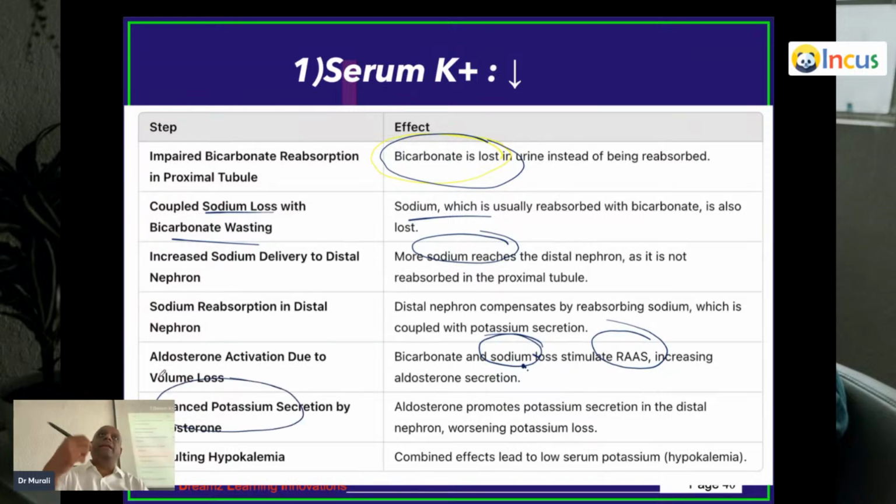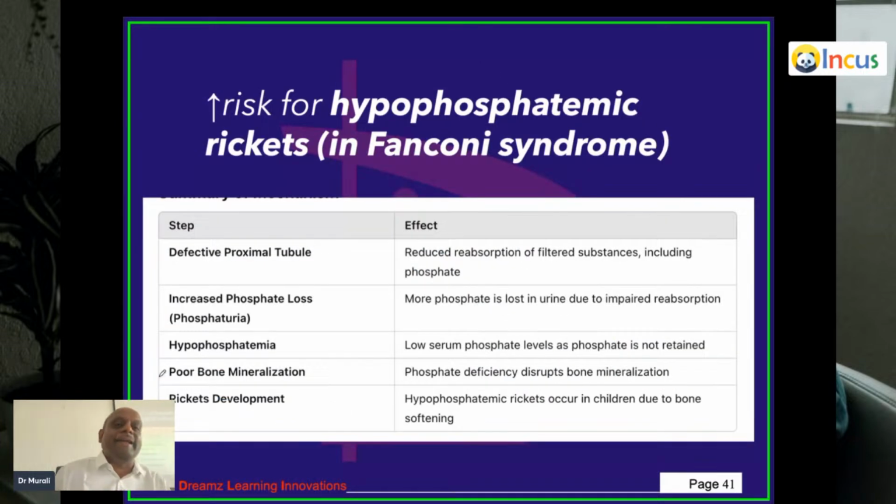Right? So that is another way to explain hypokalemia in case of proximal RTA. Then comes next. There is an increased risk of hypophosphatemic rickets in proximal RTA. Anyway, this is easy to understand.